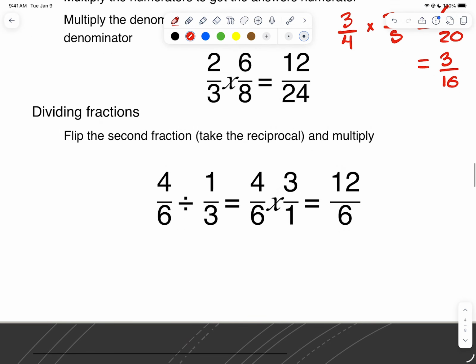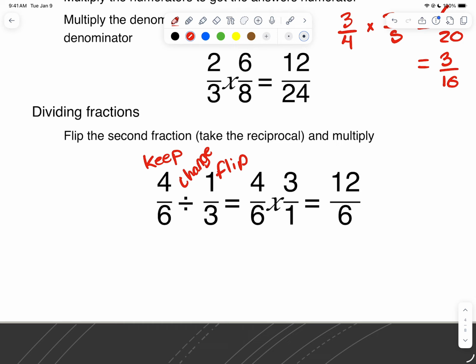Now we have division. Dividing fractions has its own rule, right? Here it says flip the second fraction and multiply. Flipping the fraction gives you the reciprocal, right? That's the mathematical word for flipping a fraction. Another thing that we can remember is keep. Let's write it on the top. Keep, change, and flip, which tells us what to do to each one.